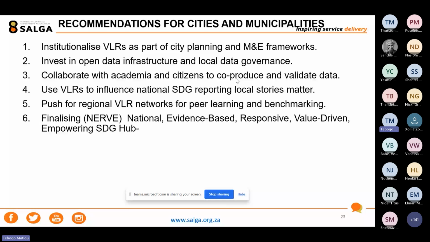Recommendations: institutionalize VLR as part of the city planning and M&E framework, invest in open data infrastructure, use VLR to influence national SDG reporting, as per what Pusiletso has been saying, but push for regional VLR networks, which we have started with Connective Cities of Germany. We are finalizing the national evidence-based responsive value-driven empowering SDG hub.